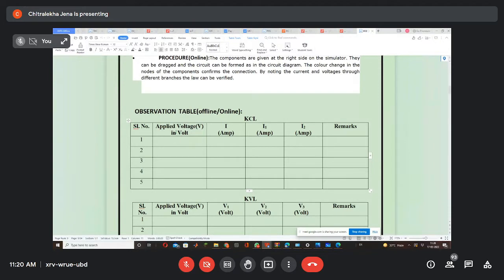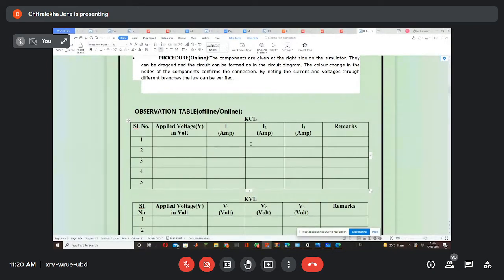See, what you will do in the observation table for Kirchhoff's current law: whatever the voltage you give with the help of the potential divider, you change the variable point, give some voltage, connect, you see the ammeter current, okay, then the other two ammeters will measure I1 and I2. You will see that I is equal to I1 plus I2.